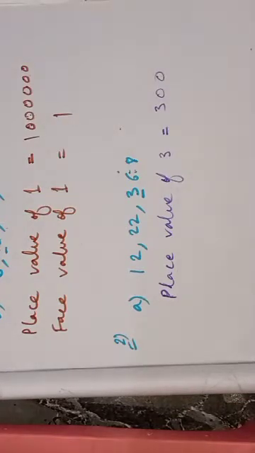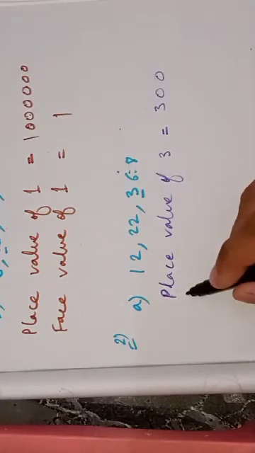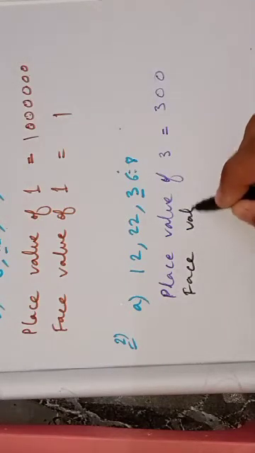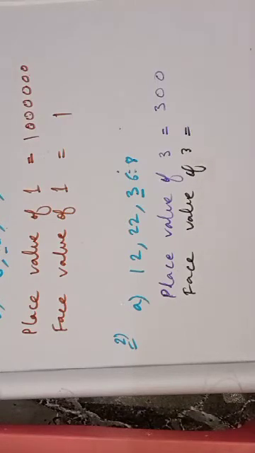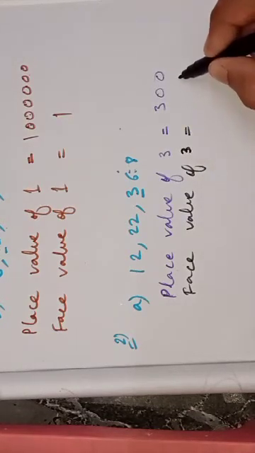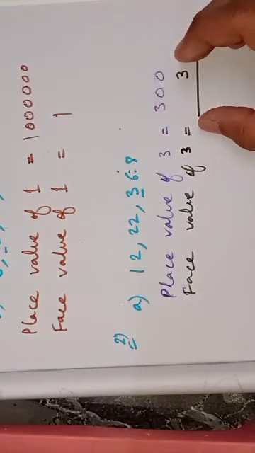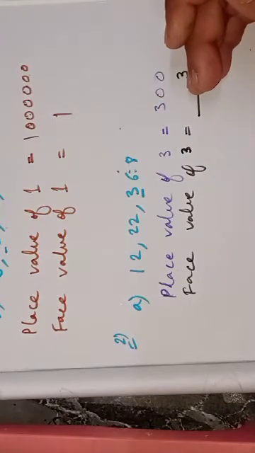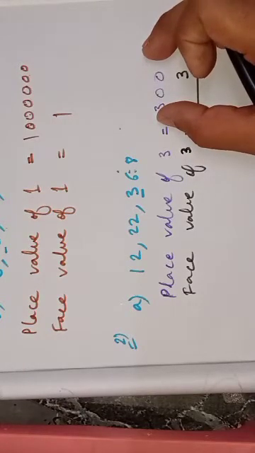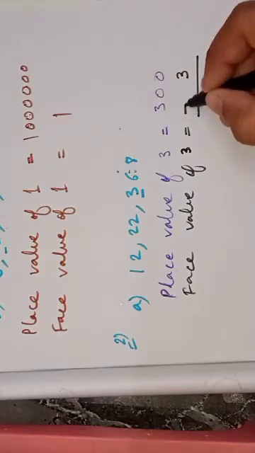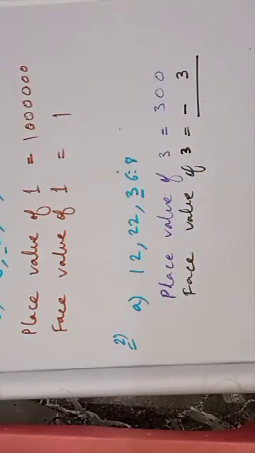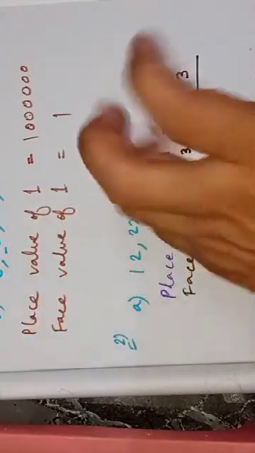So write like this. Now in the very next line write the face value. The face value of 3 is 3 itself. Don't write 3 over here. Write 3 under this place value of 3 such that we can subtract. The method which we use in subtraction, we will use the same method over here, that is, how do we arrange numbers for subtraction.